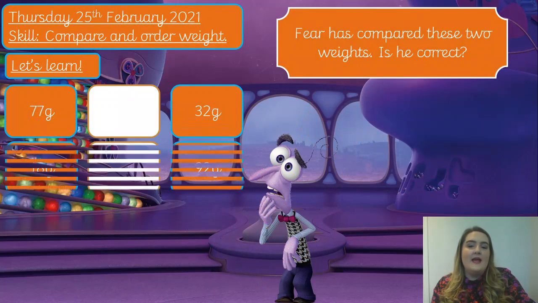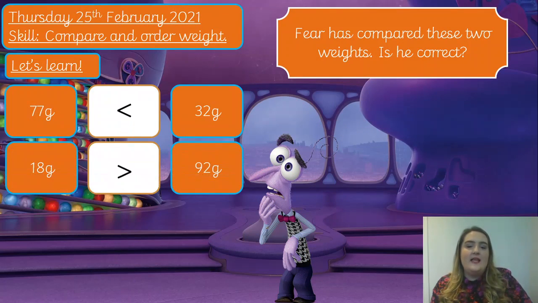Veer has compared these two weights. Is he correct? So I want you to have a look at the weights, have a look at the symbols he's used to compare them. I want you to think, is he right? And I'd like you to pause the video and have a really close look at this, please. Off you go.